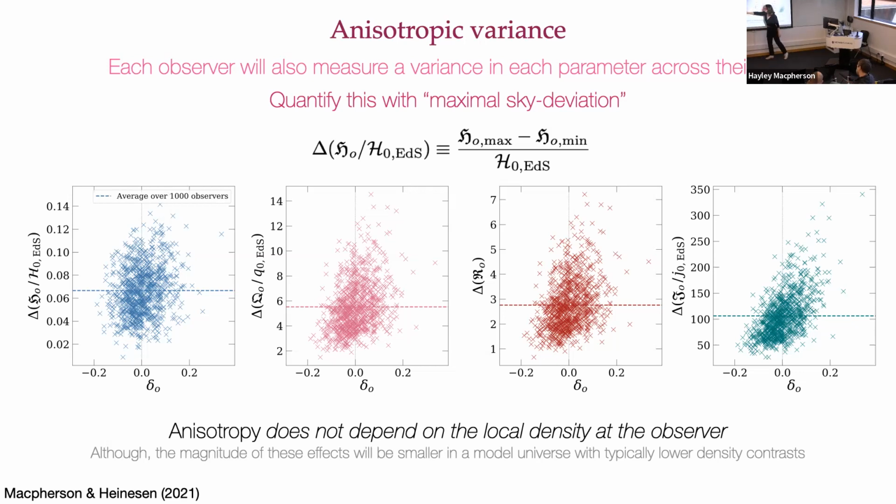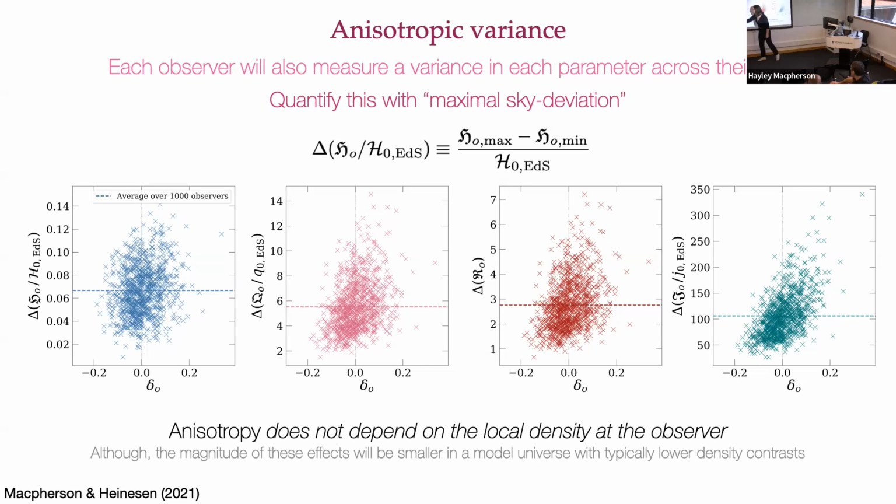These other parameters, we see a much larger variation, so a few 100% for the deceleration parameter and much more for curvature and jerk. But these do appear at higher order in our series expansion, and so these variations will be suppressed at low redshift.